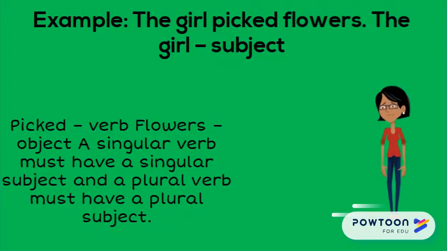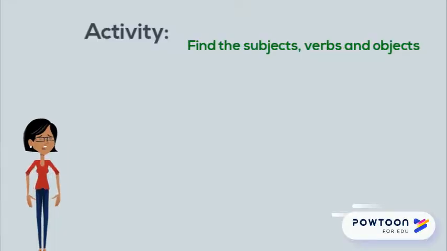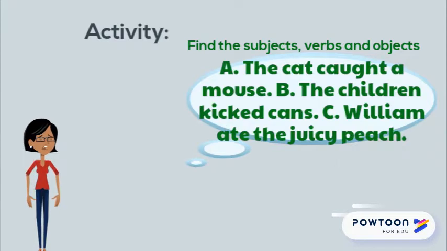Now, wizards, complete the following activity. Find the subjects, verbs, and objects. A. The cat caught a mouse. B. The children kicked cans. C. William ate the juicy peach.